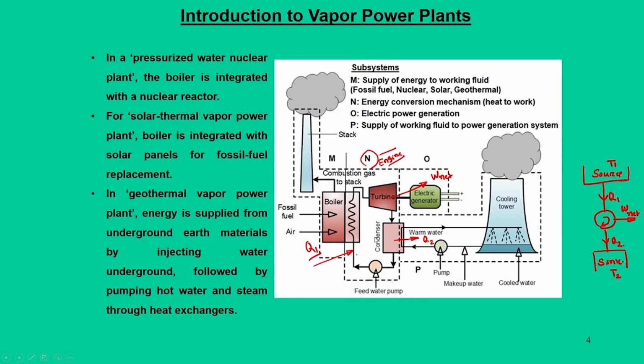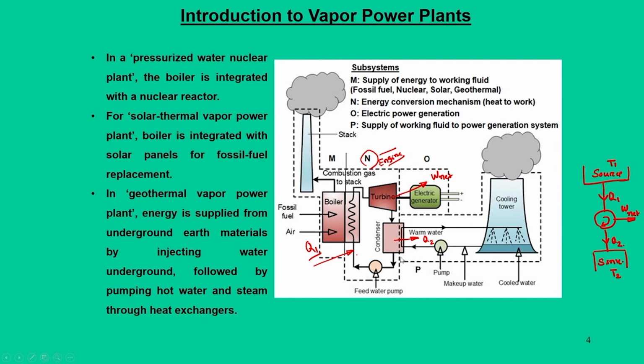Now, apart from this, we have another segment called O, that means when the turbine gives power output, net power, then it has to be integrated for generating electric power. So, there is an electric generator or alternator. The other part is P in this segment.